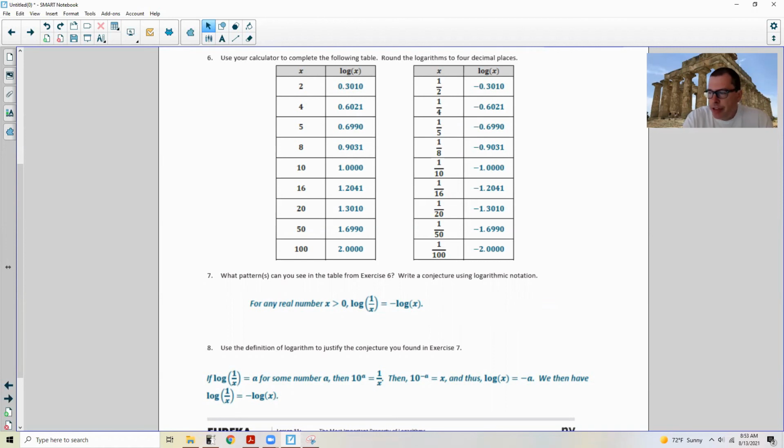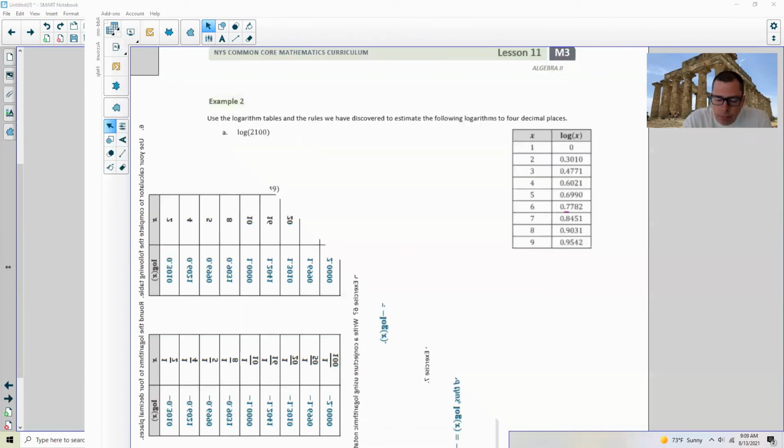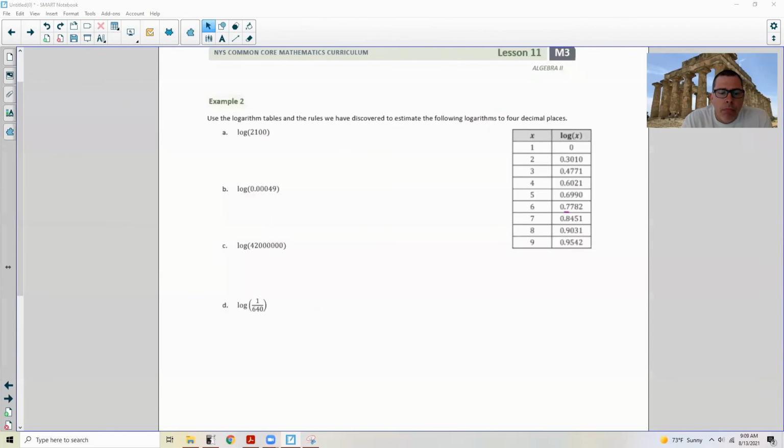Okay, so there it is. All right, page 5 brings us to example 2. Okay, so it says to use the logarithm table and the rules we have discovered to estimate the following logarithms to 4 decimal places. The log of 2,100, no calculator. Watch this. The log of 2,100 equals, well, 100 times 21.